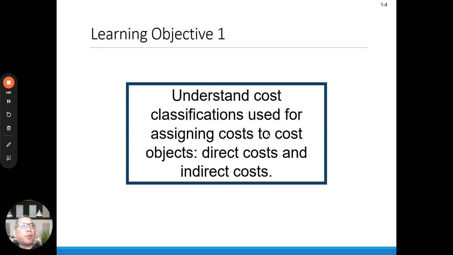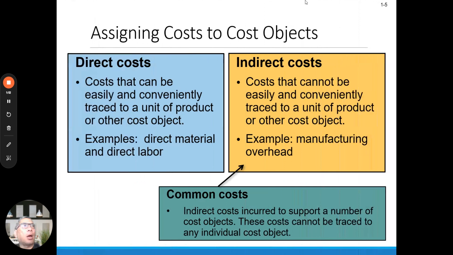Learning objective number 1 is that we need to understand the cost classification used for assigning costs to the cost object, such as direct costs or indirect costs. What are direct costs? Direct costs are costs that are easily and conveniently traced to a unit of product or other cost objects. Examples are direct material and direct labor.